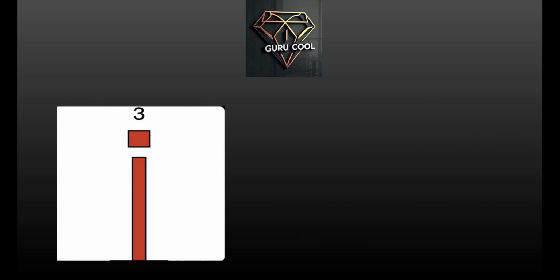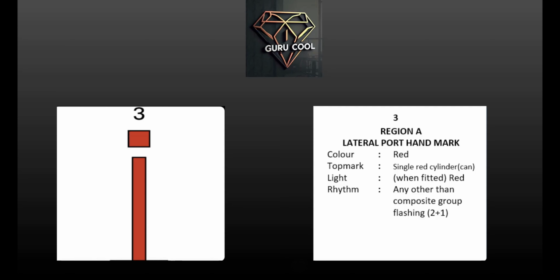Next one is a spar which has a can on top of it and the color is red. So it's region A, lateral port hand mark, color red, top mark single red cylinder can, light when fitted red, rhythm any other than composite group flashing 2+1.